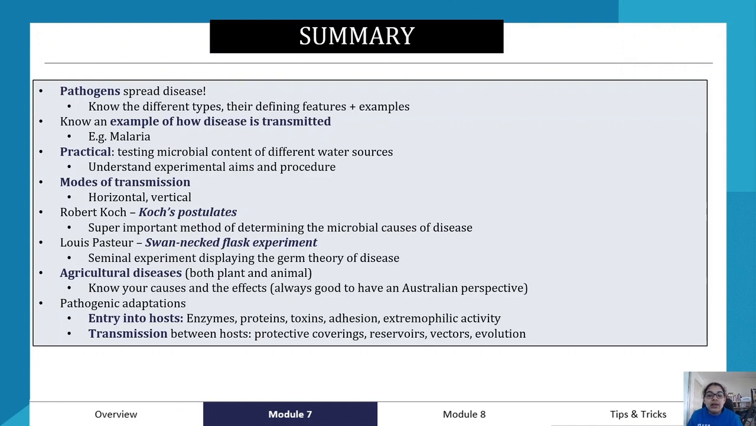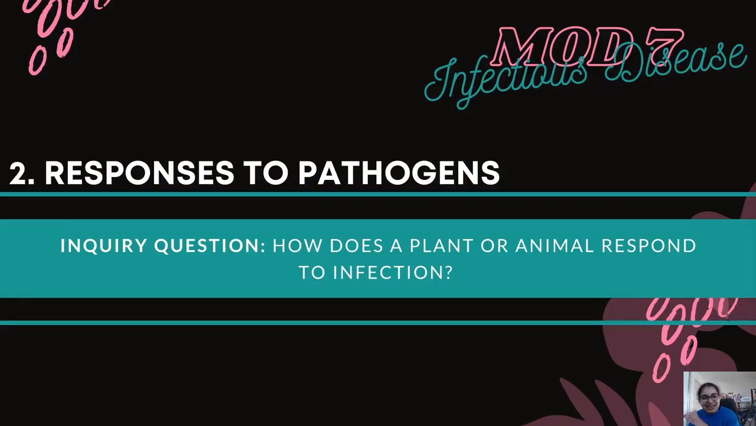And finally, pathogenic adaptation. So how do pathogens actually gain entry into the host cells? So think about enzymes, proteins, toxins, and then transmission. How do they go from host to host? Protective coverings, reservoirs, vectors, and evolution as well. And that's the first dot point done.